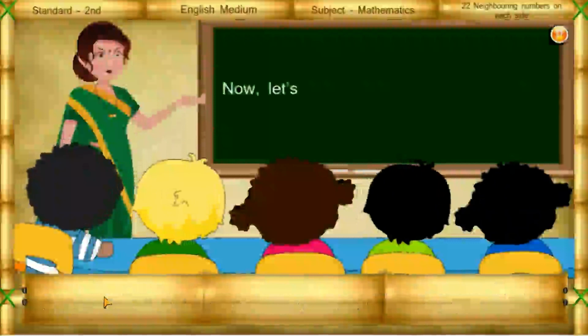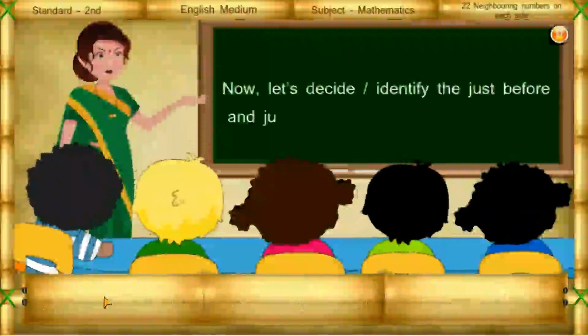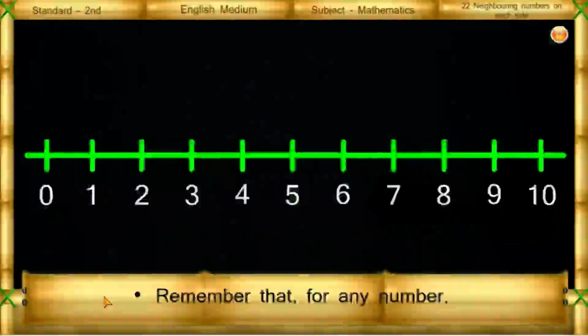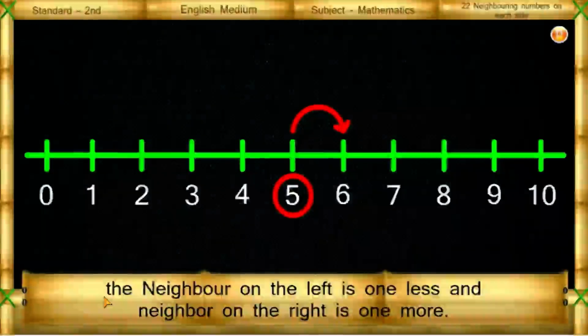Now, let's identify the just before and just after number from the example. Remember that for any number, the neighbor on the left is one less and the neighbor on the right is one more.